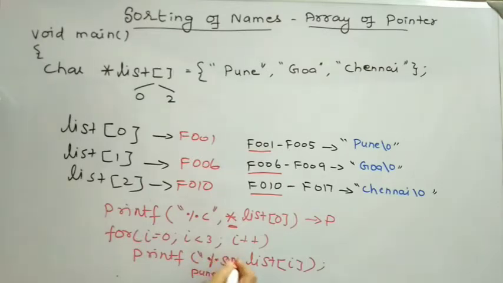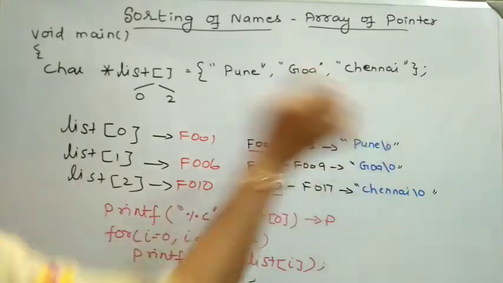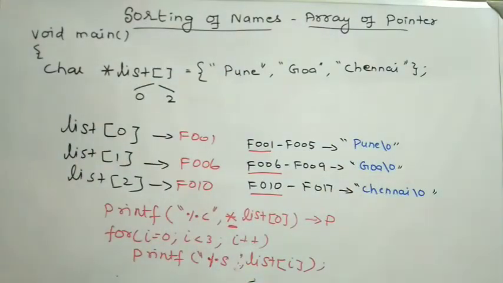Okay. So if I have used a \n along with this, in the next line it will print the value Goa, when list of 1 is passed here. Next time when it becomes list of 2, the value of the third string will be printed. So if I want to print the string value, I can make use of the control string %s. If I pass the base address, this control string will print the characters starting from this base address until it finds the end delimiter, that is \0.